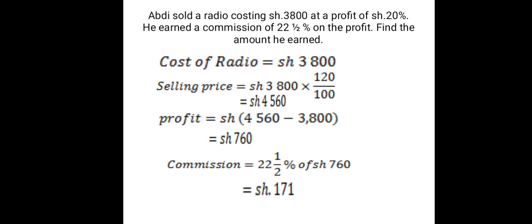The selling price shall take 120% of 3,800. It becomes 4,560 shillings. Now the profit is you subtract the cost of the radio from the selling price. That is 4,560 minus 3,800 gives us 760 shillings. Now the commission is to be 22.5% of the profit. So you take 22.5% of the profit, and we find that the commission he earned was 171 shillings.